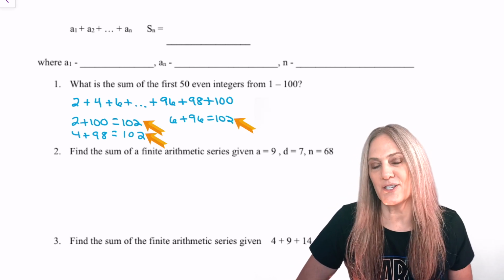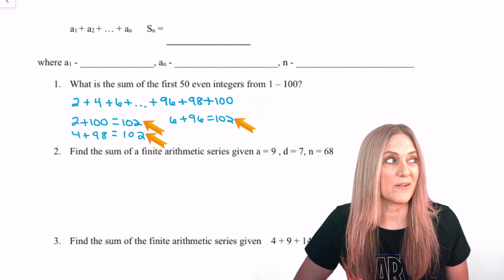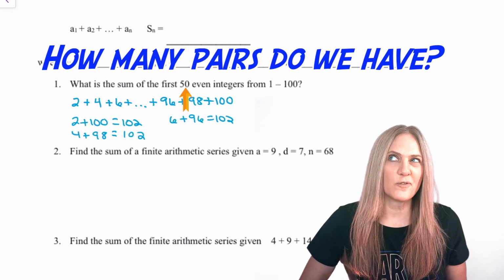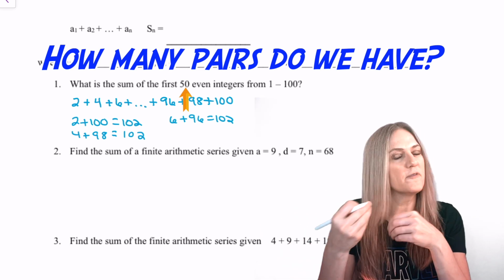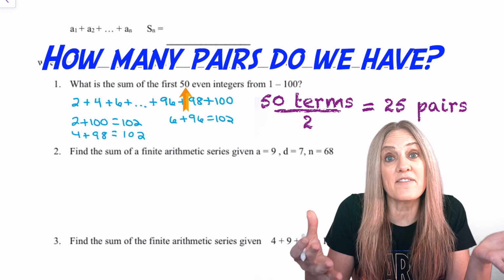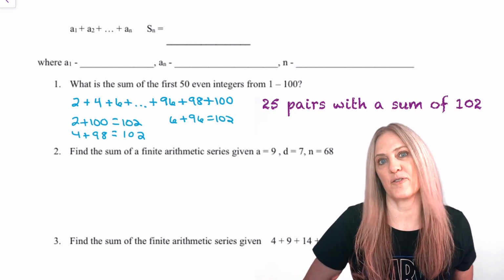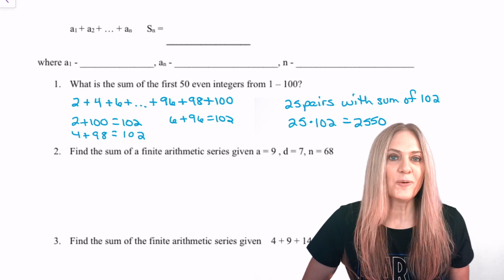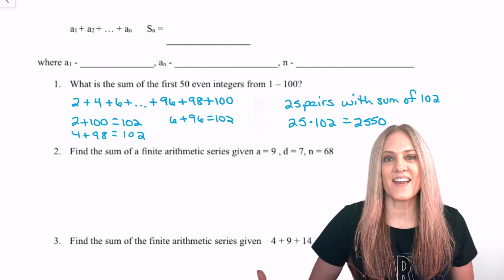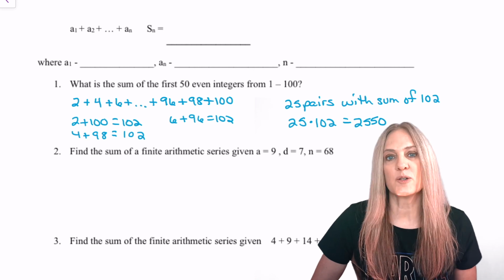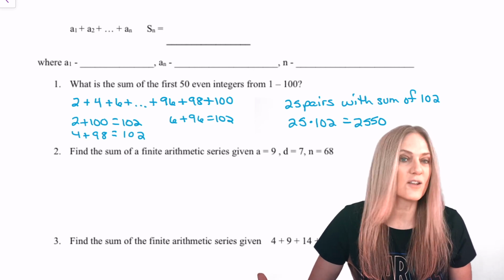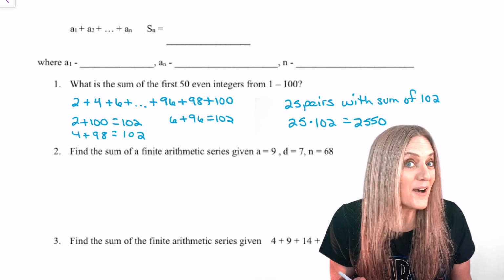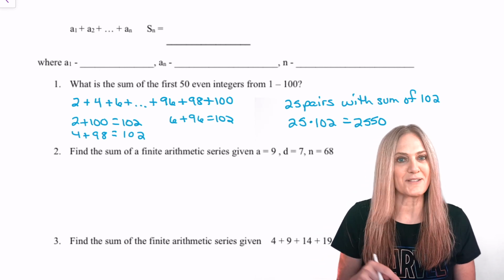Is that enough to convince you that we're going to continually get these pairs that add up to 102? Now all we have to think about is how many pairs do we have? Well, there's 50 terms, and we're pairing them up. 50 divided by 2, 25 pairs, and the sum of those pairs is 102. So without worrying about notation here, we know that we have 25 pairs and those pairs add up to 102. 25 times 102 is 2,550. Way easier than sitting there, even with a calculator, going 2 plus 4 plus 6 plus 8 and so on.